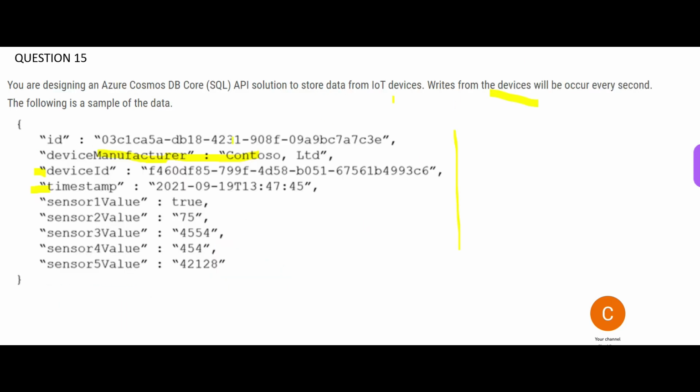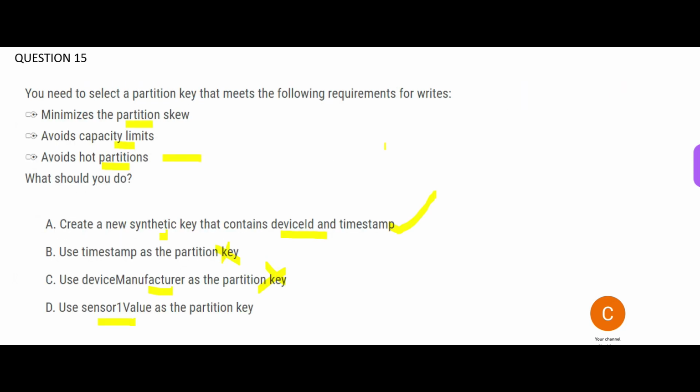Again, suppose you use sensor value 1, it is either true or false. But if I use sensor value 2, it can be anything. The numbers can be 1, 5, 10, 20, 1000, 2000, 100k, and so on. So it will just create so many small partitions. Too many partitions, not good. That will cause capacity limits and partition skew as well. So A looks correct here because the combination of device ID and timestamp should meet all three requirements that you have.